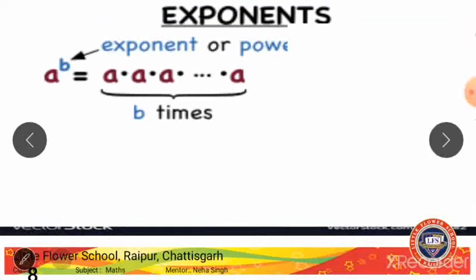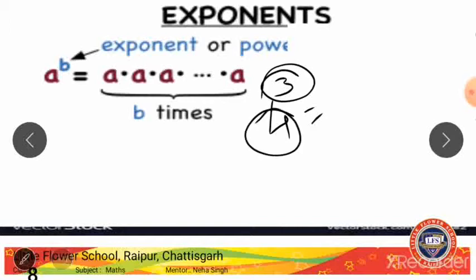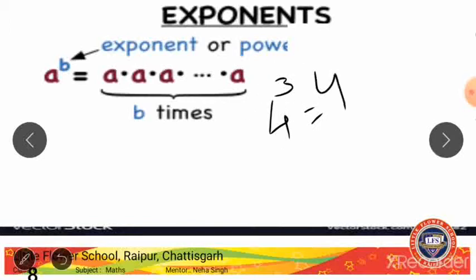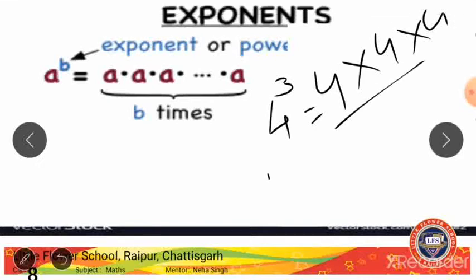Suppose it was 4 cube. Cube means 3, which is the exponent. This is the base number. To find the value, what will we do? 4 into 4 into 4. These 4 and 4 is 16, into 4, which is 64. So in this way we solve the exponents and we can find the value.